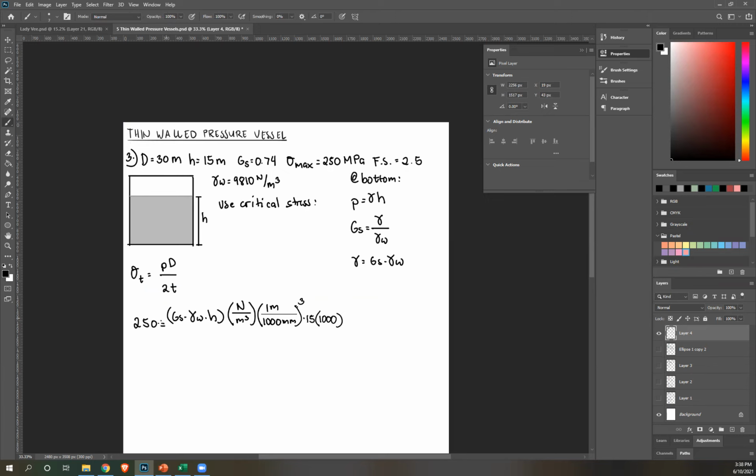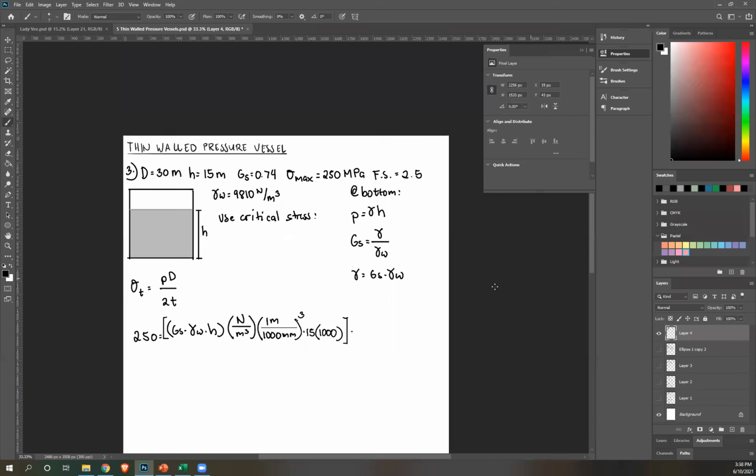And then that's only the pressure multiplied by diameter, which is 30 meters. Again, convert to millimeters because our stress is in millimeters. Then over 2T. And then from this, let's plug in our values.